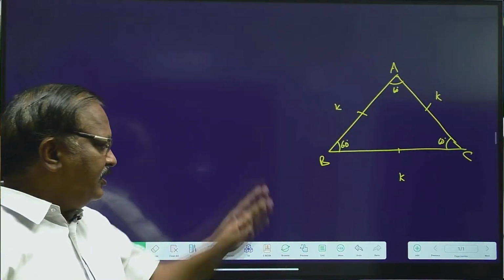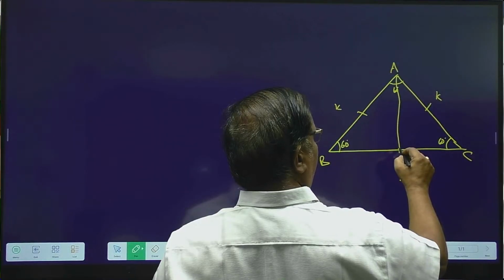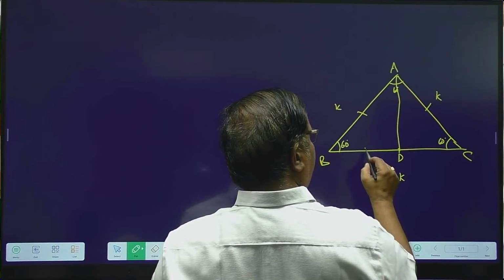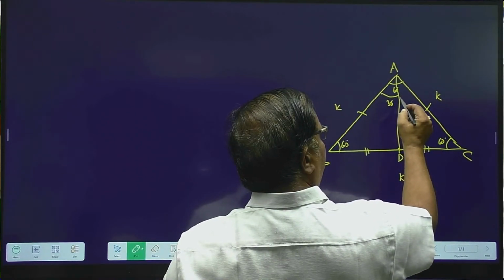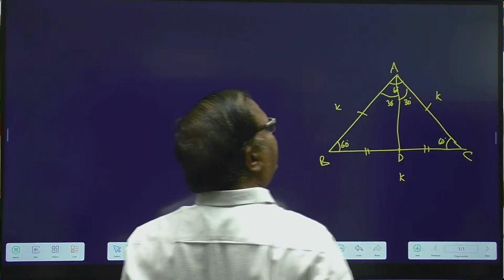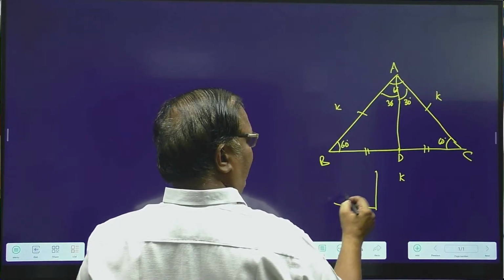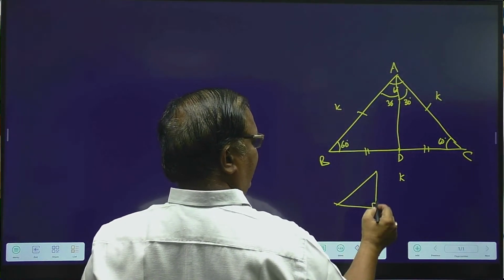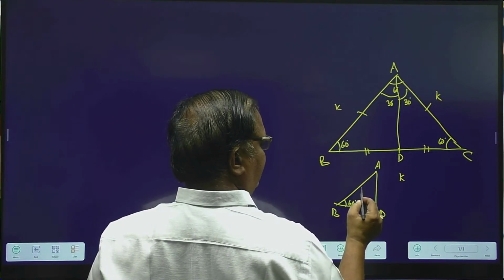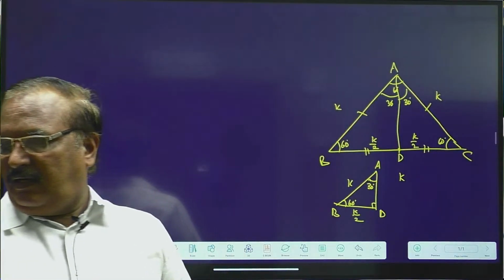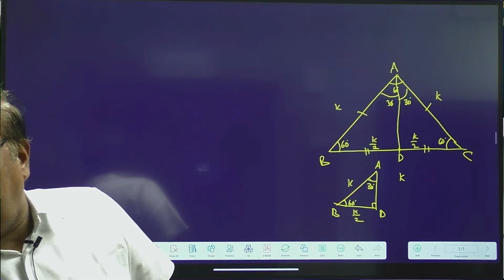Now if you draw a perpendicular from A, then what happened? This perpendicular AD bisects the base and bisects this angle. This is 30 degrees and this is also 30 degrees. So then if you take only this triangle, this is a right angle triangle ADB. In this, one angle is 60 degrees, and the height we can calculate.